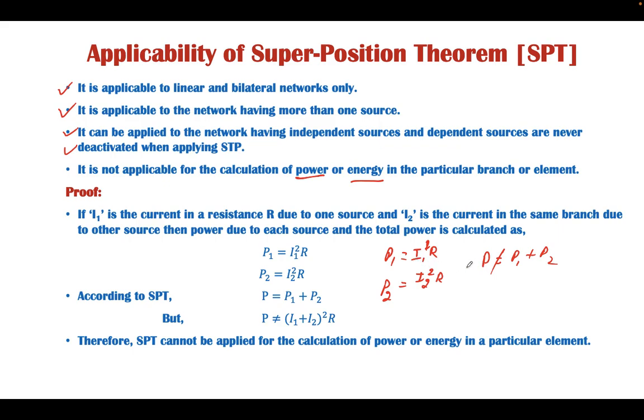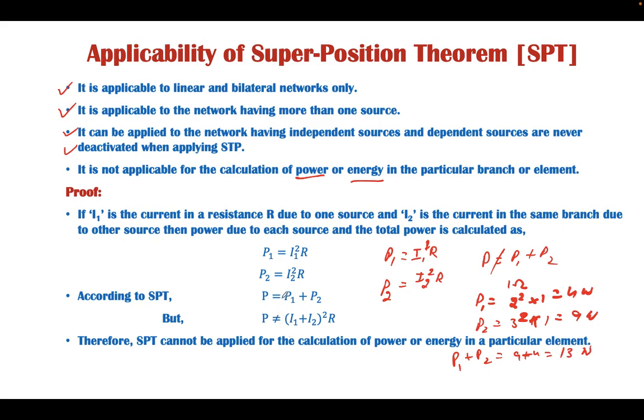Why? Let us consider the resistance is 1 ohm and the current due to one source is 2 ampere. Then P1 will be 2 square into 1, that is 4 watt. Then P2, due to the other source with current 3 ampere, will be 3 square into 1, that is 9 watt. The total wattage P1 plus P2 is given by 9 plus 4, that is 13 watt.